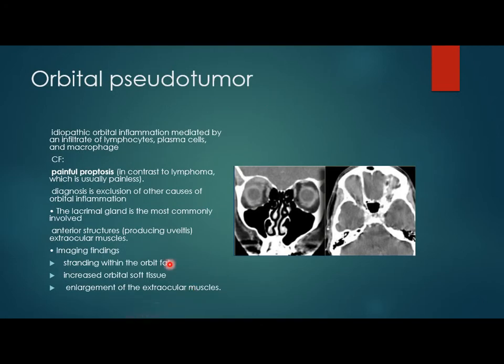Orbital pseudotumor is an idiopathic bilateral inflammation. The clinical feature is painful proptosis. In lymphoma, it's painless.